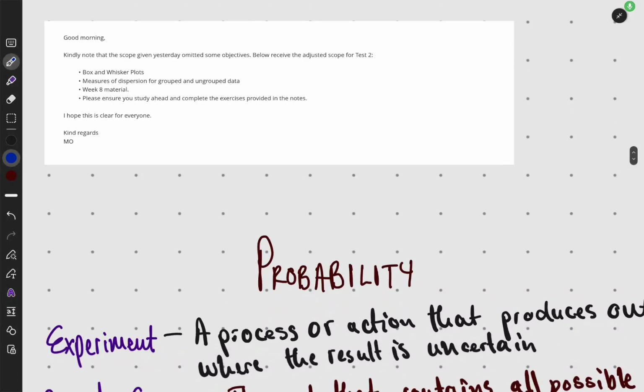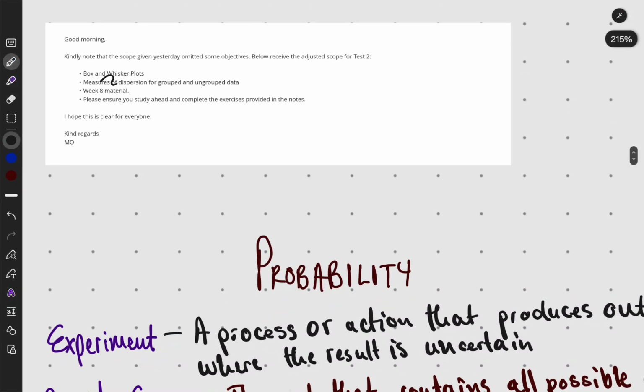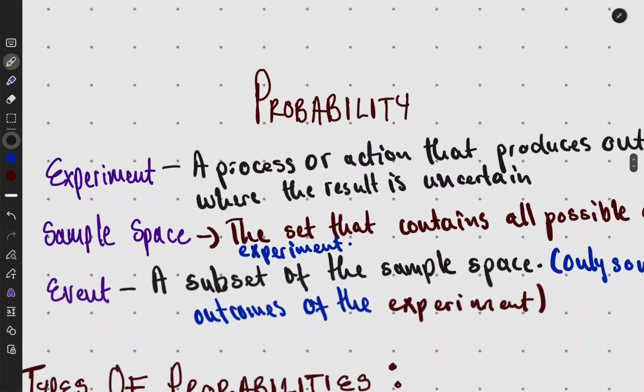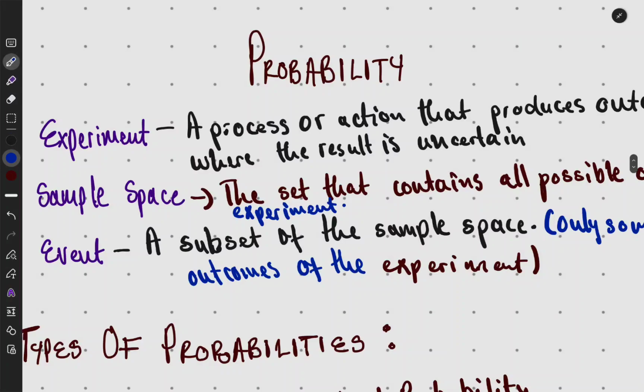Okay, now we are focusing on this. We are still looking at this message. It says week 8 material. So let's talk about week 8 material, and this is going to be probability. Let's quickly go through it as fast as we can and see how it goes. Probability, remember, is just the chance that an event will happen.